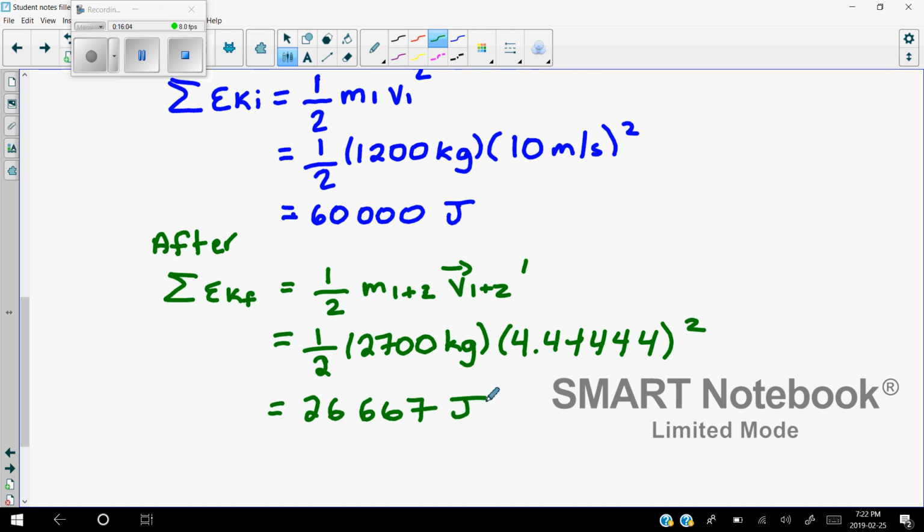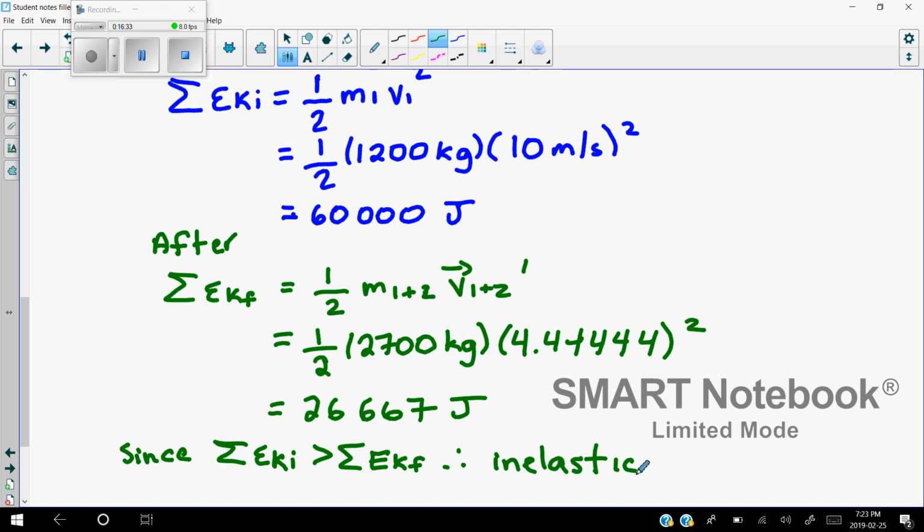So our before does not equal our after. That automatically means that it is not an elastic collision. So since the sum of EKI is greater than the sum of EKF, therefore it's an inelastic collision.